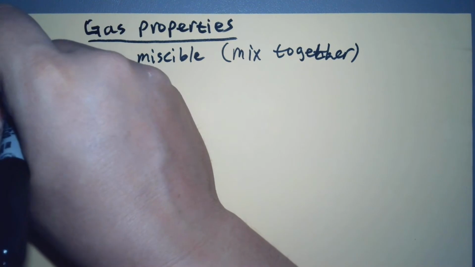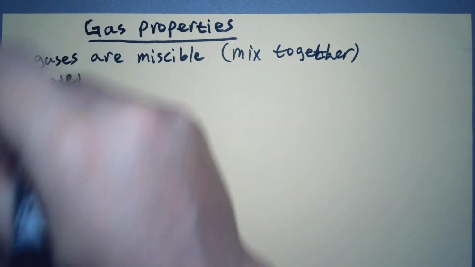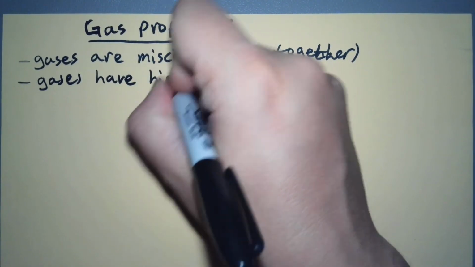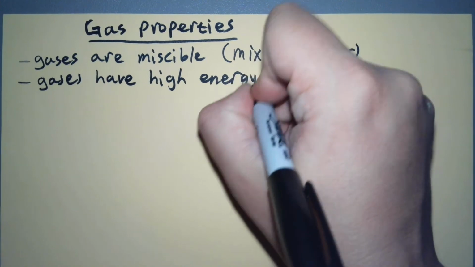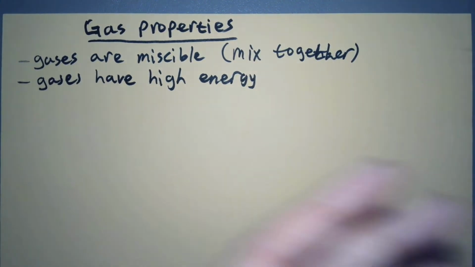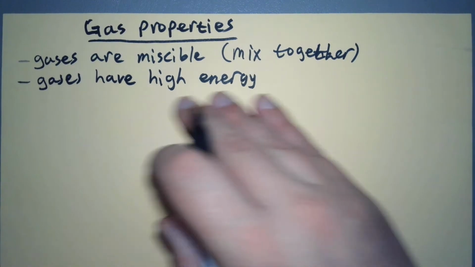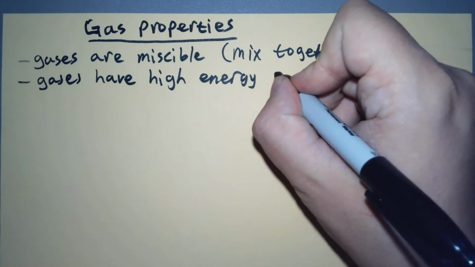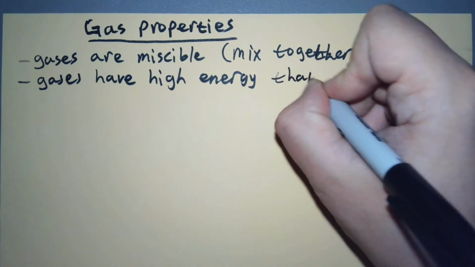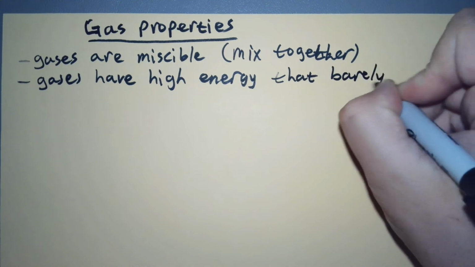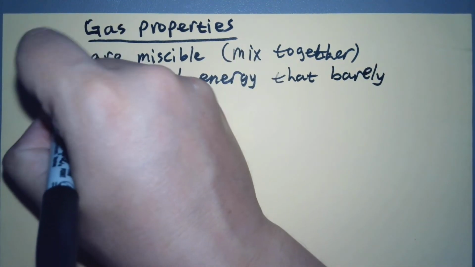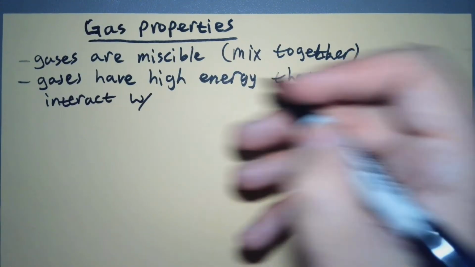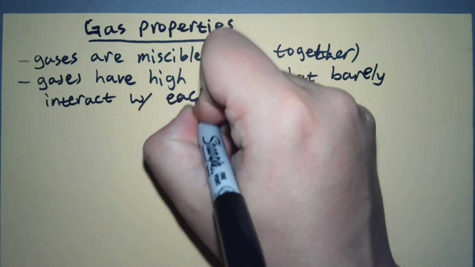We can also talk about how gases have high energy particles. Well, high energy is a relative term. I mean, there's higher energy things than gases, but compared to liquid or solid, they have high energy, they're moving quickly, and they also don't really interact with each other. So they're moving around, but they're not really too concerned about what the other gas particles are doing in general.